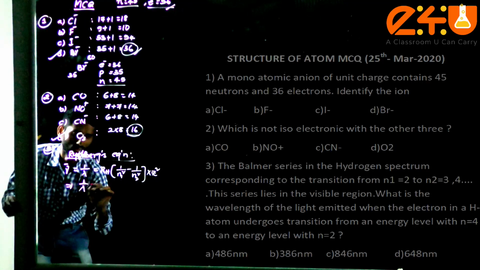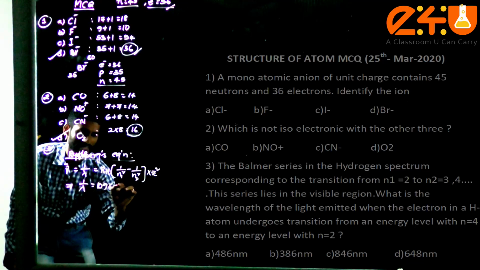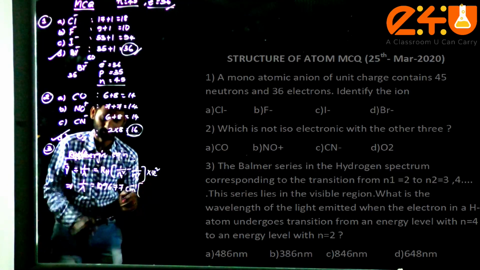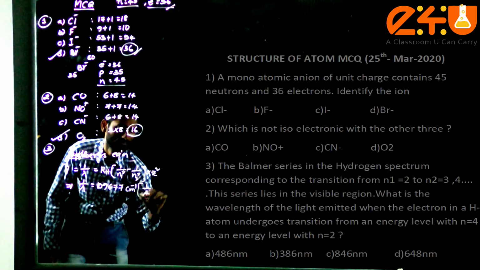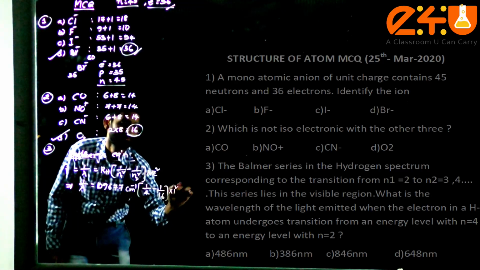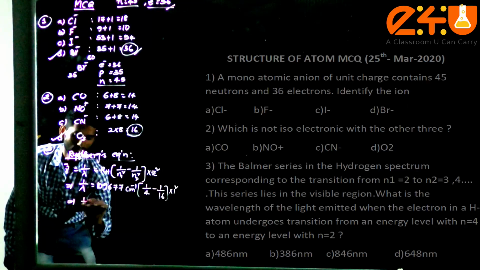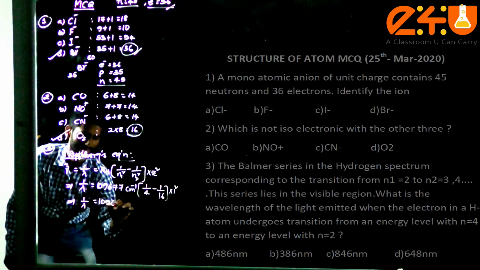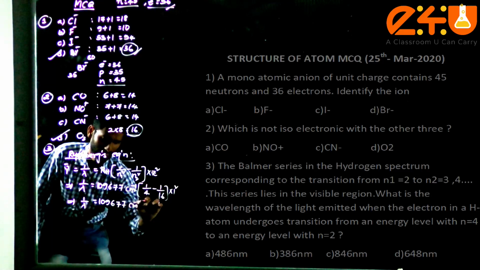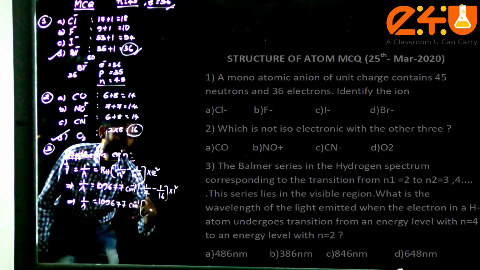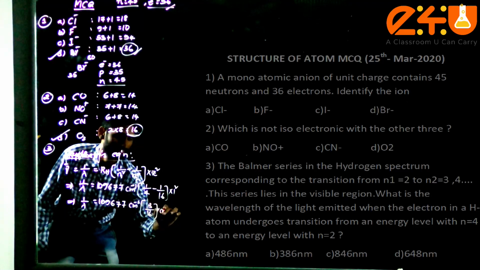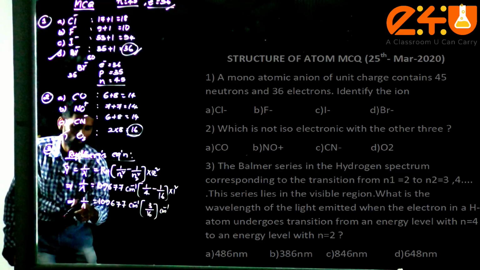Now I can write 1 by lambda is equal to 10.9677 centimeter inverse into 1 by 2 square, that is 4, minus 1 by 4 square, that is 16. That implies 1 by lambda is equal to 10.9677 centimeter inverse into, the LCM is 16, 4 minus 1, 3, so 3 by 16, centimeter inverse.